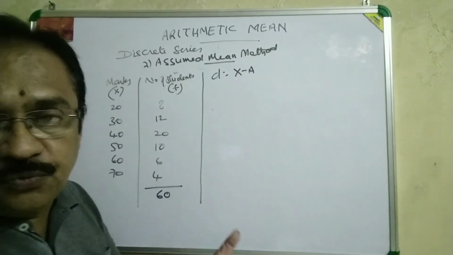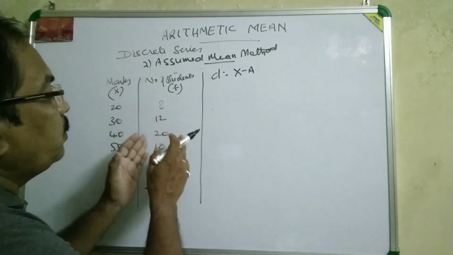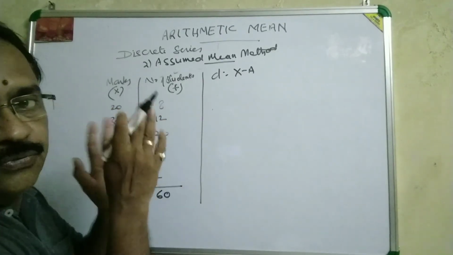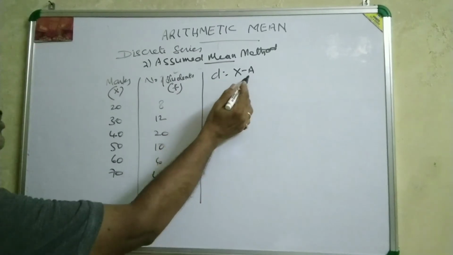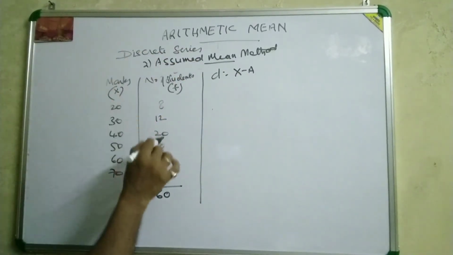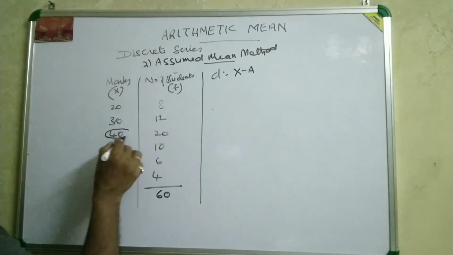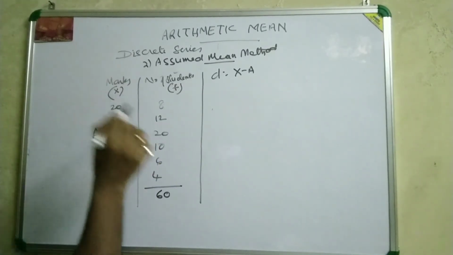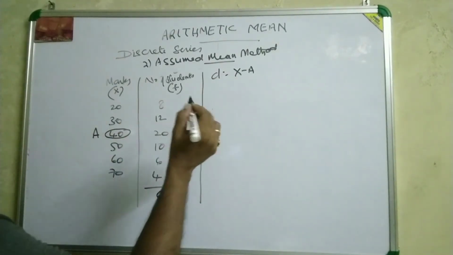You will get confused when you solve these questions whether to take assumed mean from x or from f. So you have to always remember that you have to assume an assumed mean from x and not from f. So here I would like to take 40 as the assumed mean. So this is my assumed mean. Now I will calculate d for each of these values.